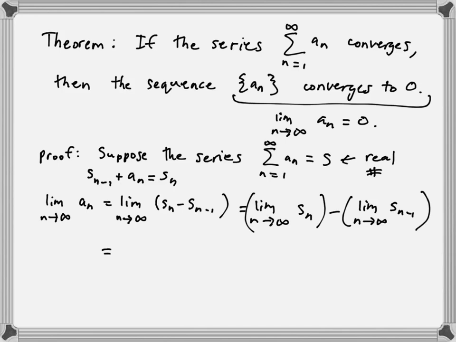But each of these goes to S. Why? Because we're assuming that they converge to S. So this is really S minus S, which is just 0. And that's the end of our proof. Okay? So what does the theorem say?